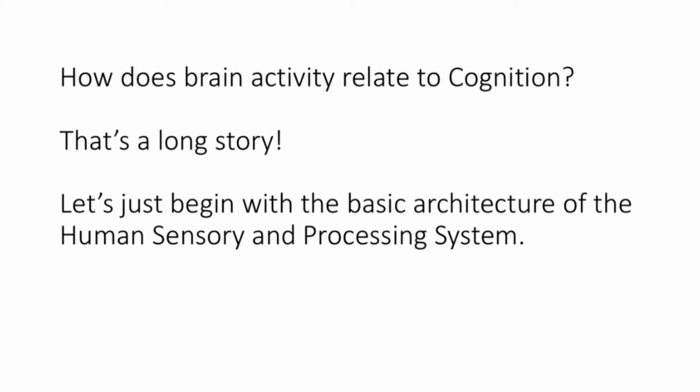So the question is, how does brain activity relate to cognition? Well, that's a long story. Let's just begin with the basic architecture of the human sensory and processing system. We will first look into the human sensory and the processing system. Through that, you will be able to appreciate what a complex architecture is required to get the level of cognition that Homo sapiens is having.